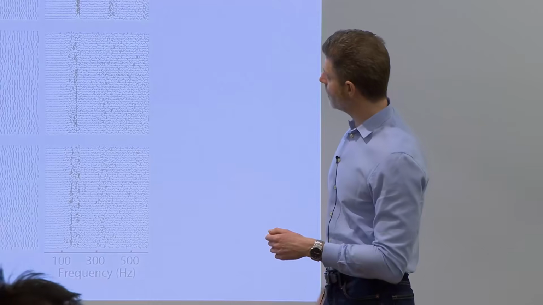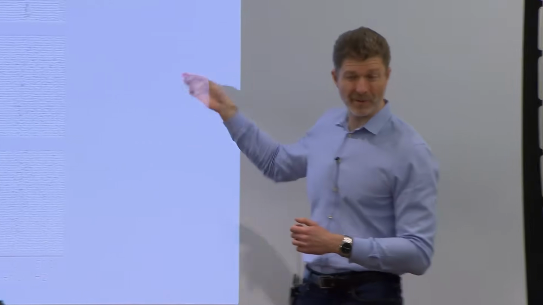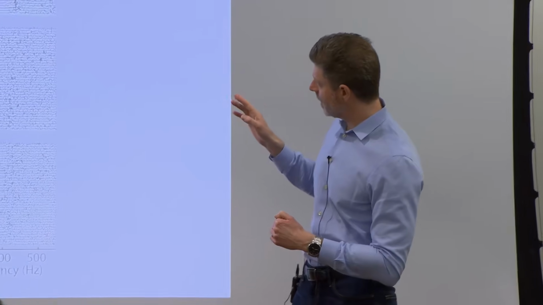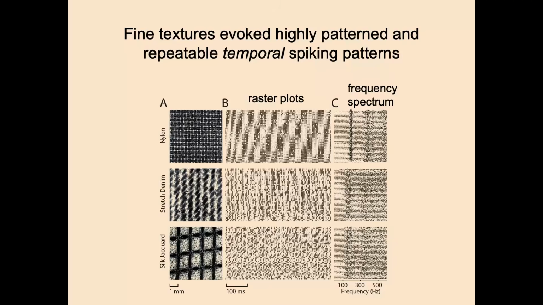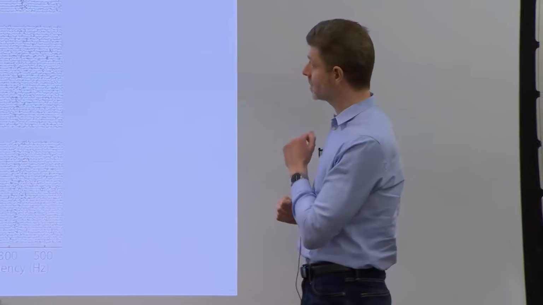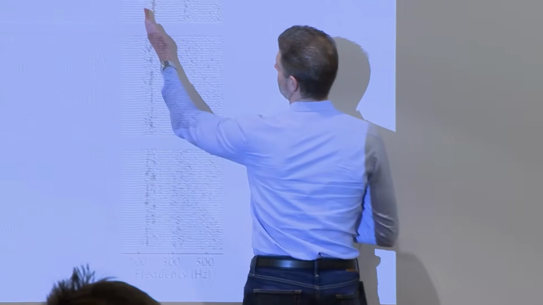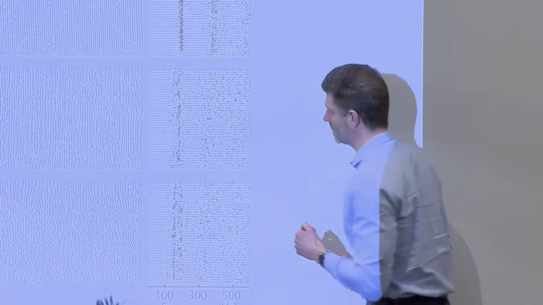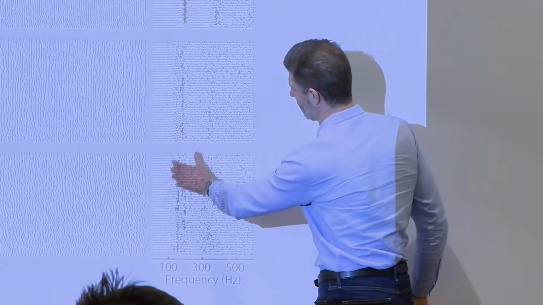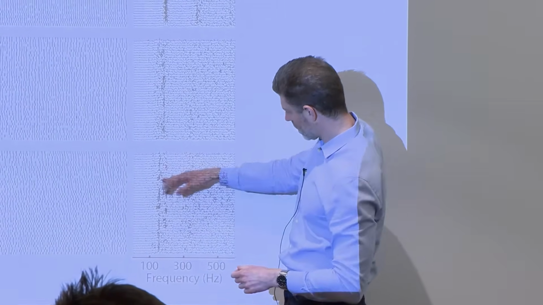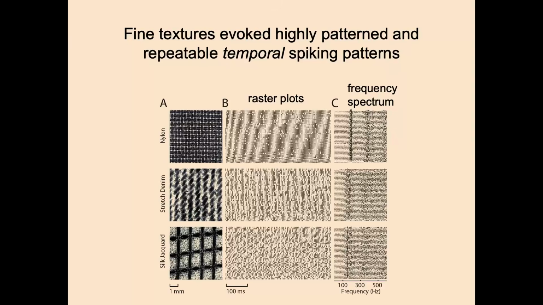This is the frequency spectrum of the neural response. What you're supposed to take away from this is that there is information that differentiates these different textures in the temporal pattern of the response, specifically in the frequency at which the spikes are fired. The nylon gives you some peaks at these 2 points in the spectrum. The stretch denim has a peak at a different place, and it's a little bit more spread out. The silk jacquard has some other kind of pattern to it. So even though the spatial pattern isn't really enough to tell apart these very fine-grained textures, the temporal pattern is.